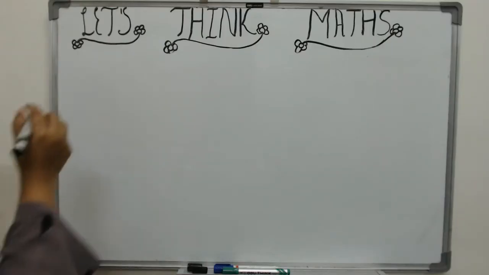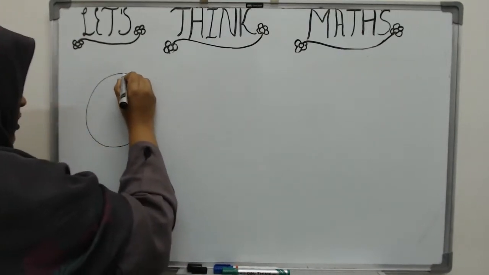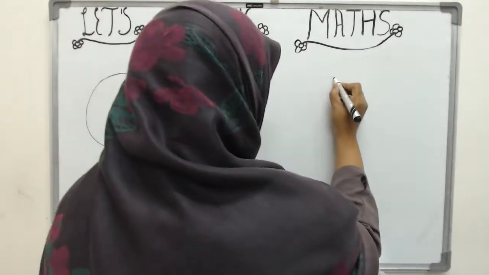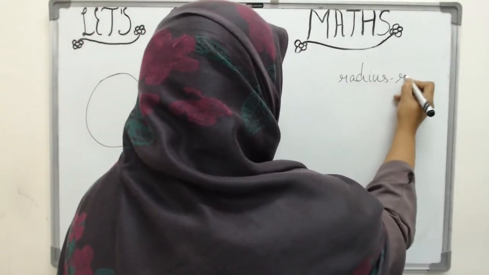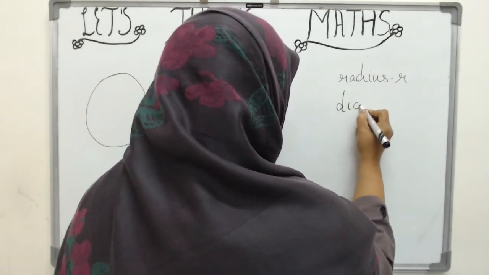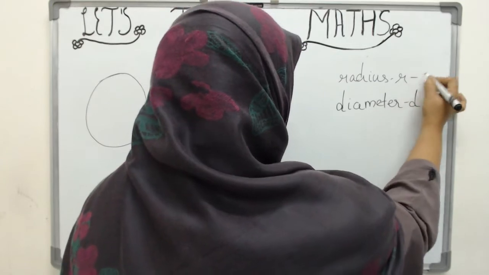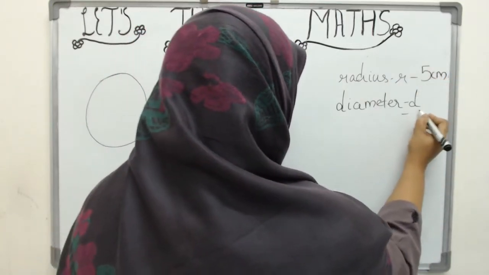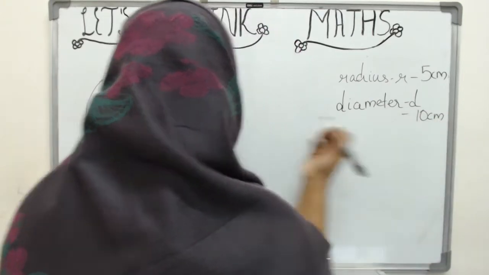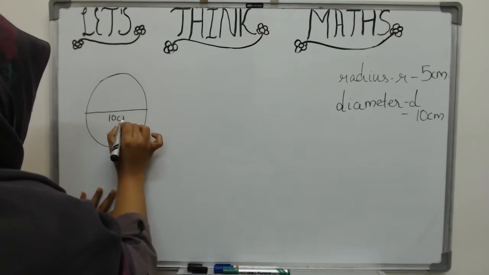In this class, let us learn about the circumference and the area of a circle. Let its radius be r and let its diameter be d. Here, let us take r to be 5 centimeter. Then d will be double that, it will be 10 centimeter. So, this is the circle we have. This much is 10 centimeter.